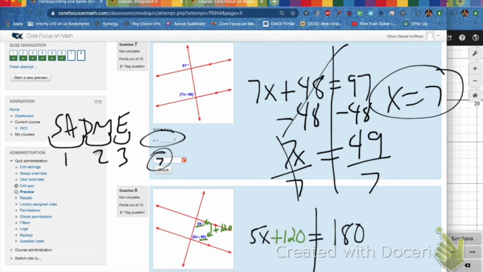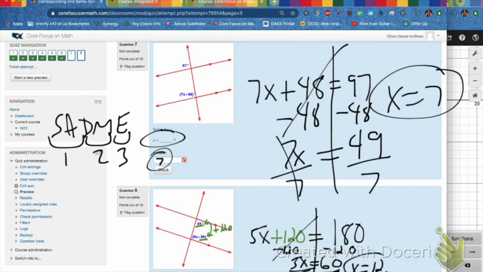Do not set them equal to each other because they're not congruent. Instead, combine like terms and add them to 180. When you do, then we can do our steps here of SADME, which is so much of subtraction and division, it ain't even funny, and I get 12.